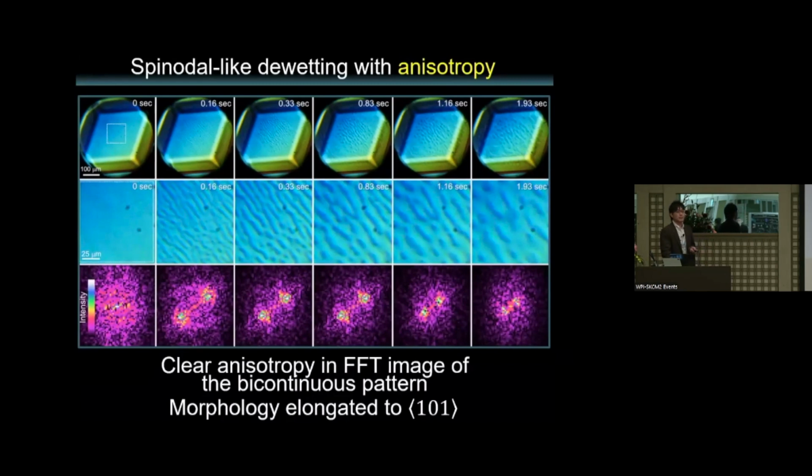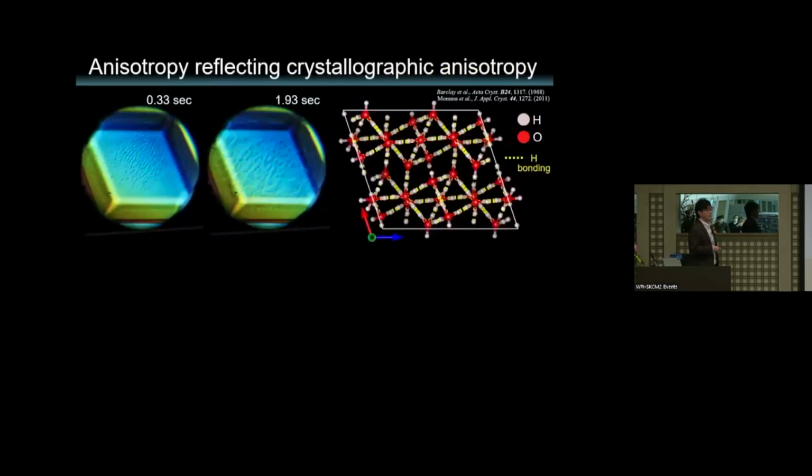So let me discuss the origin of this anisotropy. The right-hand figure shows the crystal structure of ice V, and the yellow dotted line indicates the hydrogen bonding. If we look at the crystal structure from this side, we can see the columnar structure of the hydrogen bonding network. So maybe the anisotropy of the bicontinuous pattern reflects the anisotropy of this columnar structure.